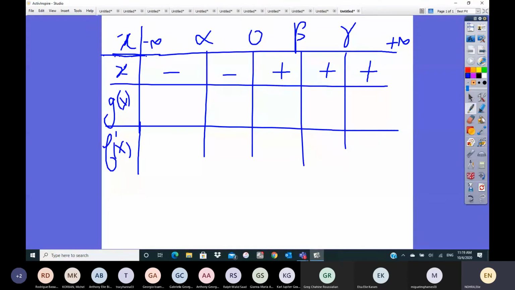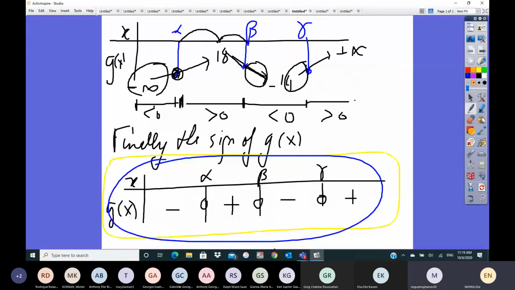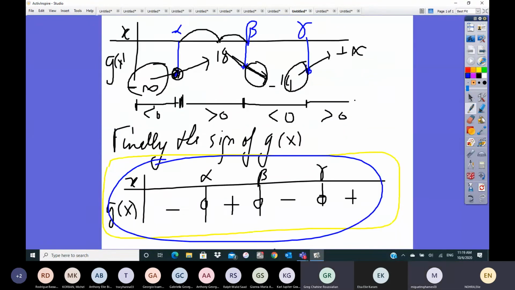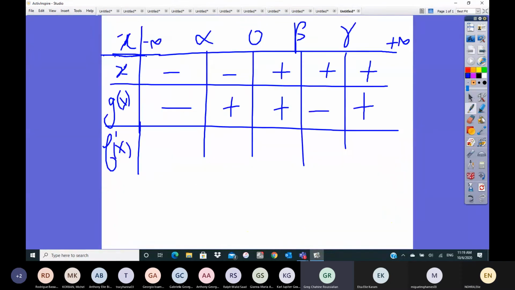And about the g of x, look where I found the sign of g of x. Do you see it? So let me fill it in the second table. Between 0 and alpha, negative. Between alpha and beta is positive. Between beta and gamma, negative. And this is it. All right? Understood, guys?